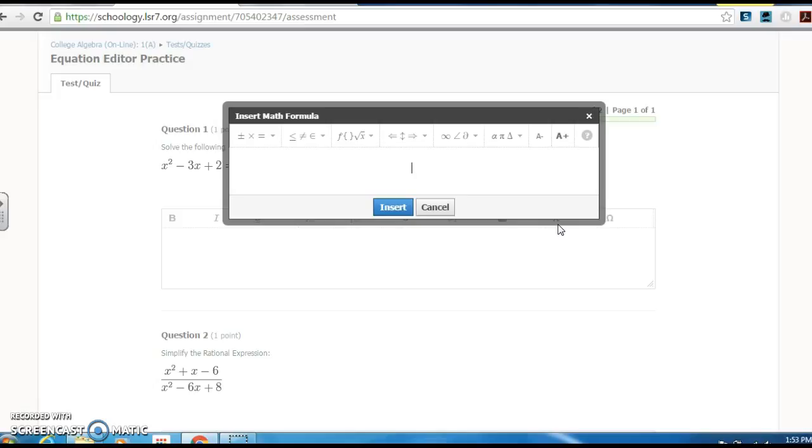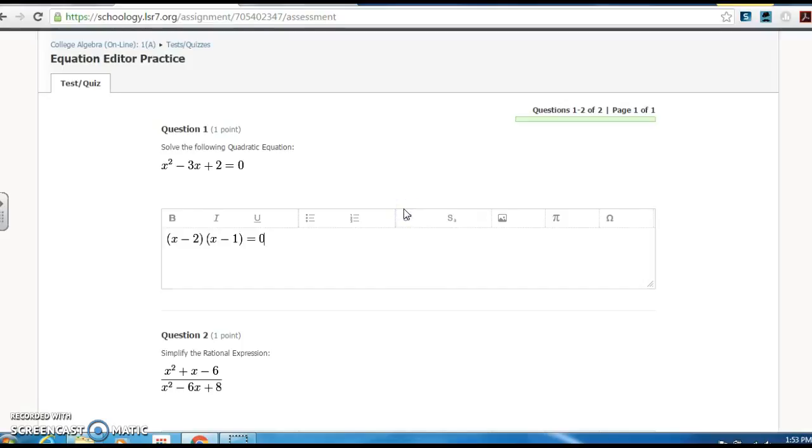Okay, you have to enter one line at a time. So the first thing I do to solve this is factor. So x squared minus 3x plus 2 factors to x minus 2 and x minus 1. So I'm going to do parentheses, I'm just typing in x minus 2, and I'm arrowing over, parentheses x minus 1, parentheses, and then equals 0. Okay? And then I'm going to hit enter to go to a new line.